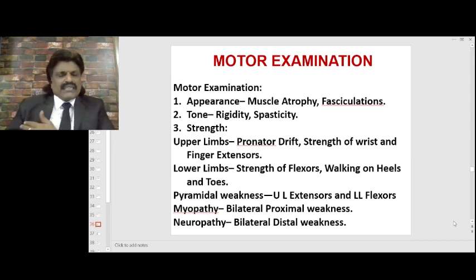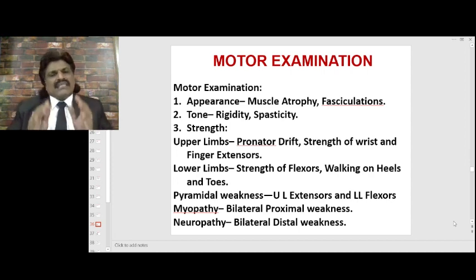Because the tone is increased in the flexors of the upper limb, they flex the upper limbs, and the tone is increased in the extensors of the lower limb, so they have to circle around and walk. This is the explanation for circumduction gait. Because of spasticity, they have circumduction gait in strokes.